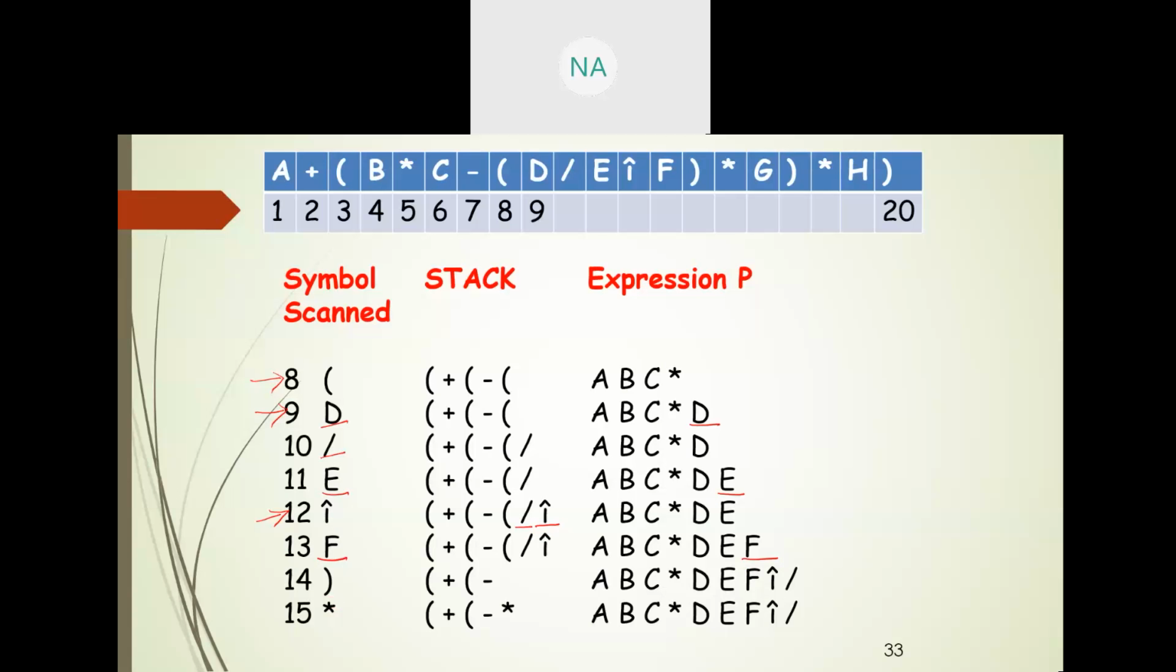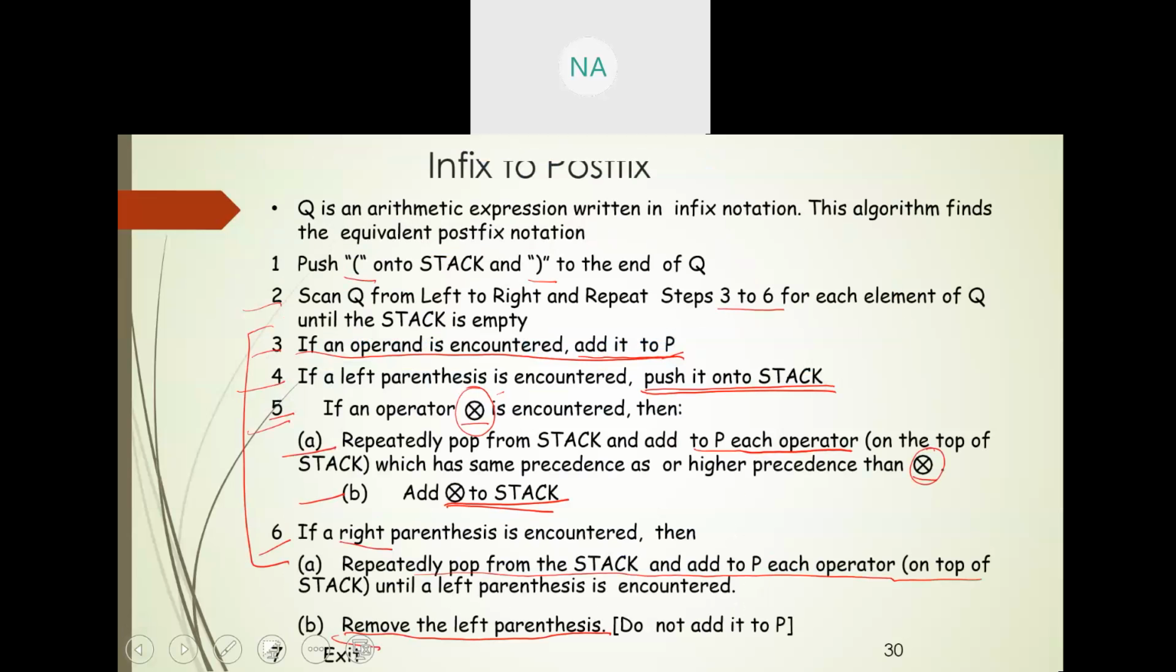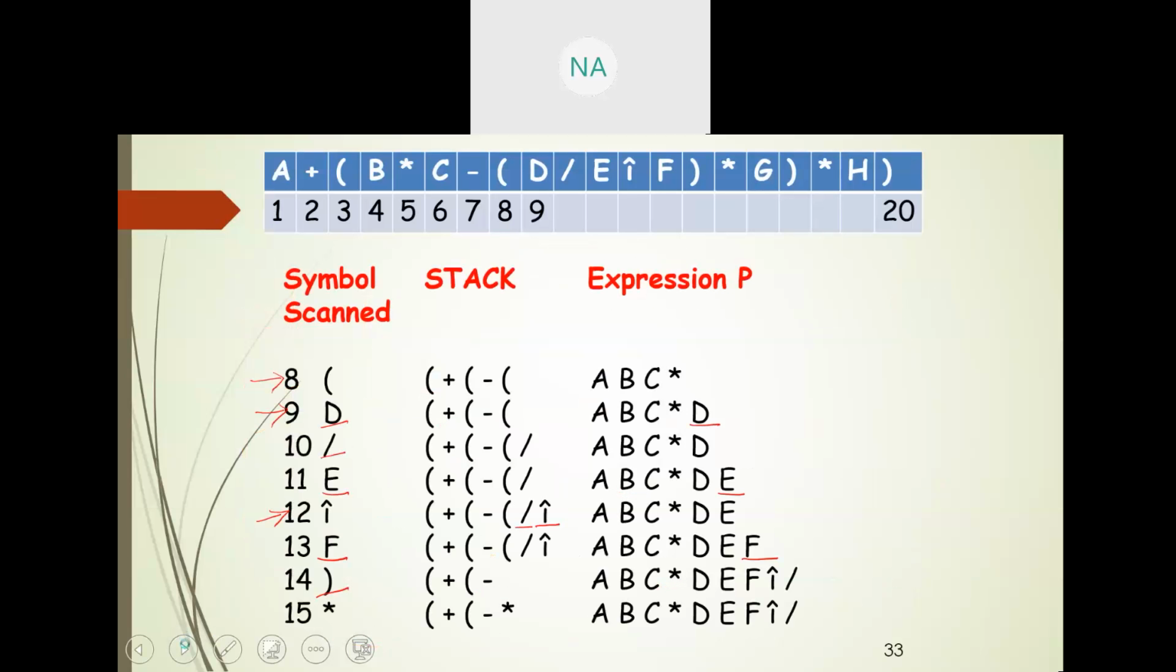Next symbol is right parenthesis. Right parenthesis is encountered for the first time, so we go back and see the algorithm. If a right parenthesis is encountered, then repeatedly pop from the stack and add to P each operator on the top of the stack until a left parenthesis is encountered, right? So pop each operator, and this will continue until a left parenthesis is encountered.